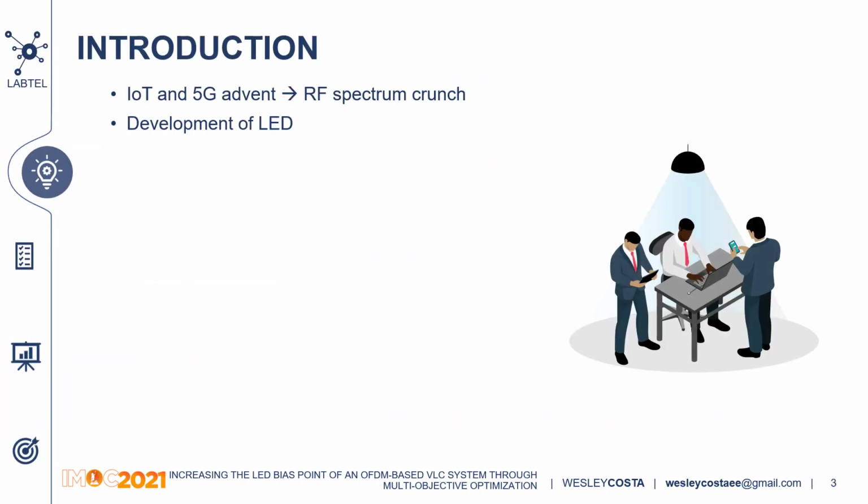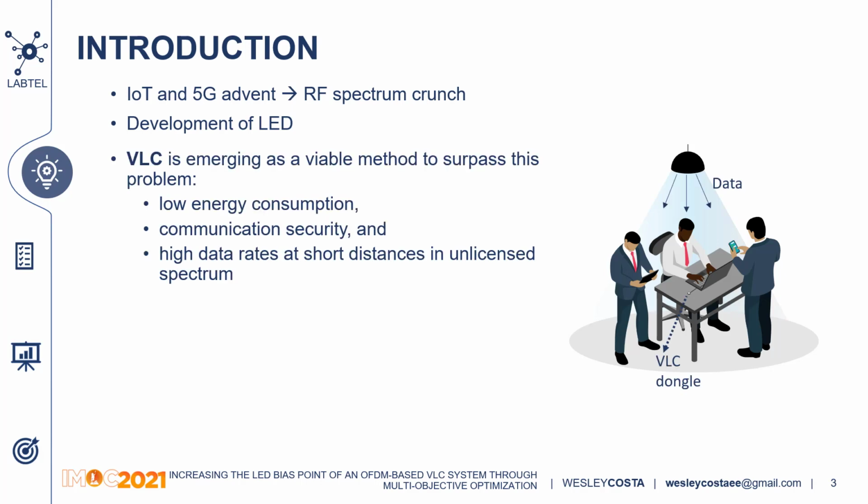Did emerging technologies such as Internet of Things and 5G increase the usage of the radio frequency spectrum? And this usage can grow and cause radio frequency interference, called the radio frequency spectrum crunch. The development of light-emitting diodes in the last decades and the increasing radio frequency spectrum crunch paved the way towards complementary communication technologies. The visible light communication system is emerging as a viable system to surpass the radio frequency spectrum crunch because it doesn't use the radio frequency spectrum but the optical. And more, it offers low energy consumption, communication security, and high data rates at short distances in an unlicensed spectrum.